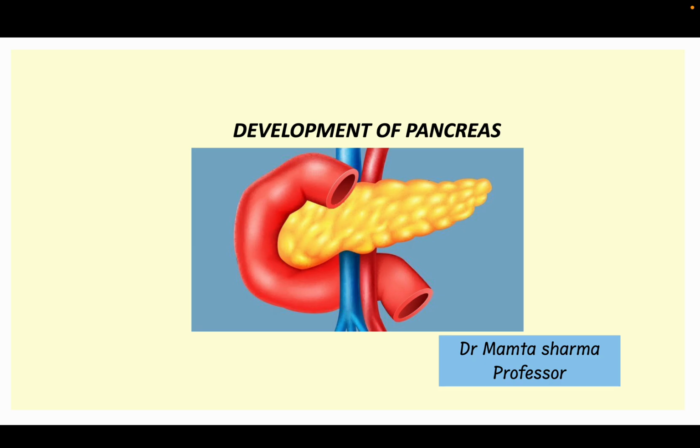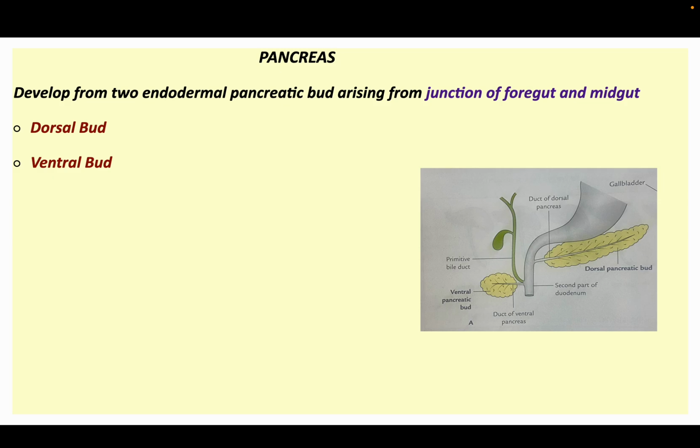We will discuss the development of the pancreas and spleen, starting with the development of the pancreas. Now this pancreas is developing from the two endodermal pancreatic buds arising from the junction of foregut and midgut. So those buds are the dorsal pancreatic bud and the ventral pancreatic bud. These diagrams are taken from your standard textbook.